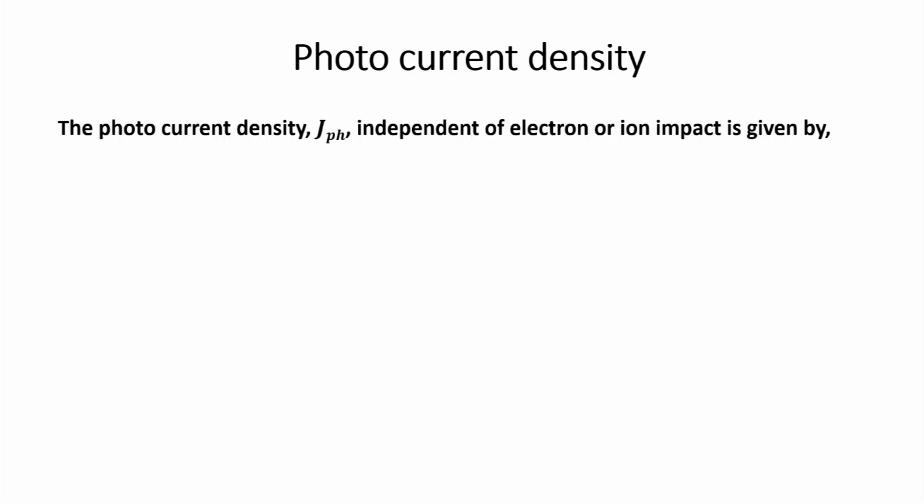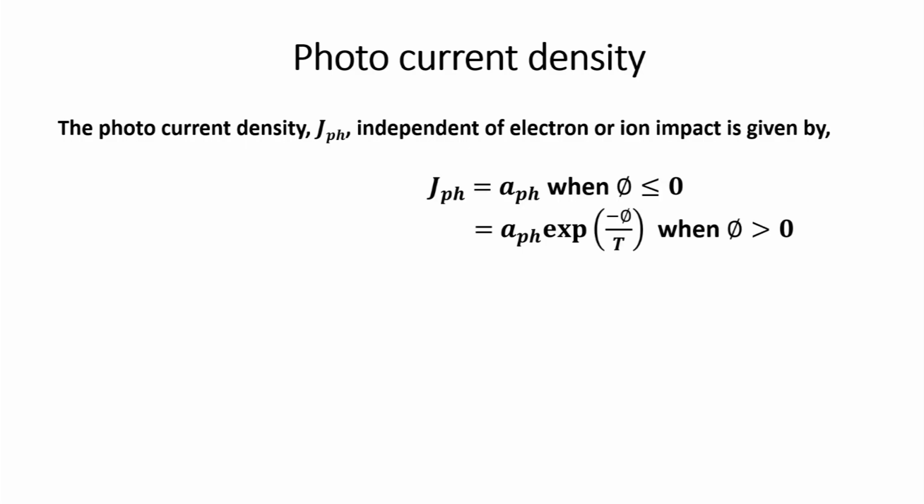This is one of the types of electron current, generated because of the photon, that is the solar photon. So, this already we discussed. The photocurrent density, the JPH, is independent of electron or ion impact, and is given by this formula.